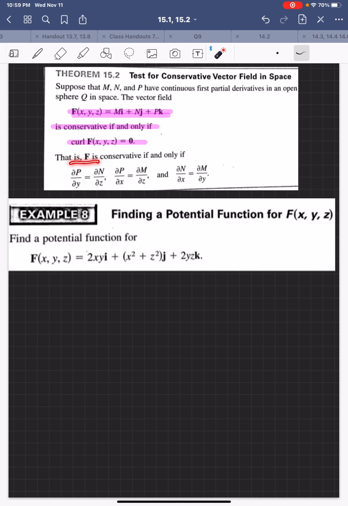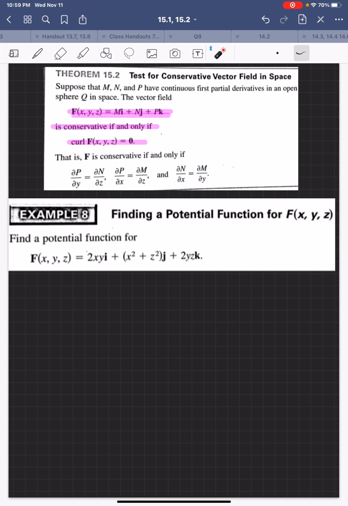You could go through a bunch of partials as well, setting the partials equal to each other and make sure that works. But that is the idea of what we just did in essence. So if the curl is equal to 0, then it is a conservative vector field.